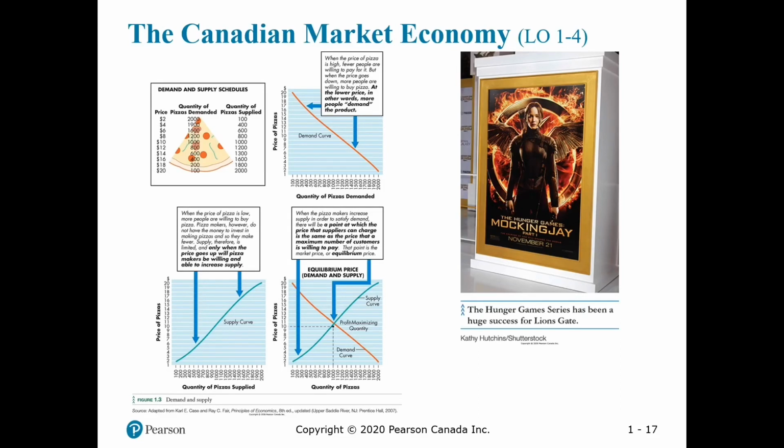The Canadian market economy. Demand and supply in a market economy. 1. The laws of supply and demand. Demand is the willingness and ability of buyers to purchase a product or service. Supply is the willingness and ability of producers to offer a good or service for sale.